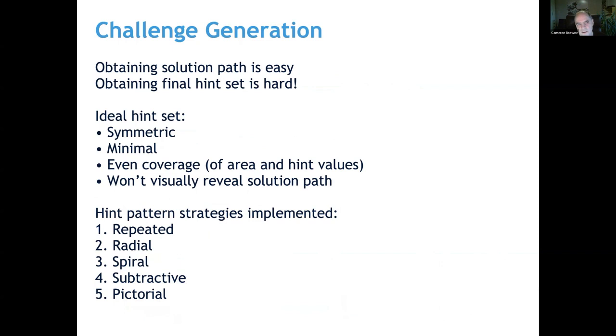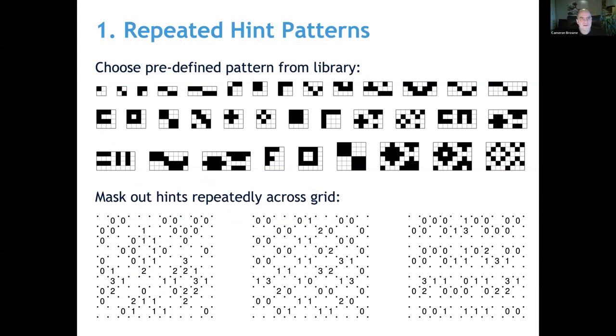So the ideal hint set will be symmetric, minimal. It'll cover the grid area quite evenly, and there'll also be an even spread of the hint values, and it won't visually reveal the solution path. So I implemented five strategies for achieving this, and I'll just go through those quickly. The first strategy for creating the final hint set is to choose a predefined pattern from a library of the patterns shown. Then we just repeat that pattern across the grid and mask out the hints accordingly.